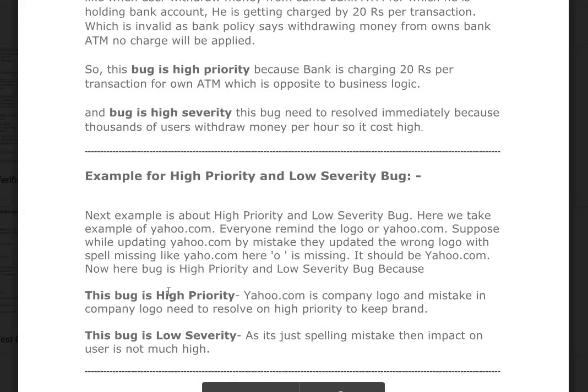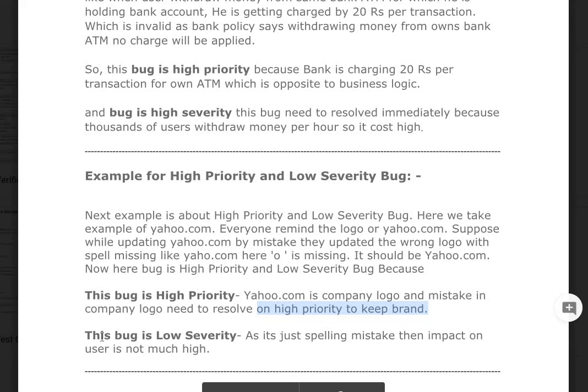So this bug is high priority. Why? Yahoo.com's company logo is mistakenly incorrect or buggy when it is updated. So this needs to be resolved on high priority to keep the consistency, to keep the brand.